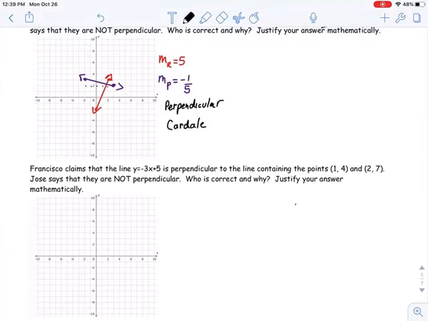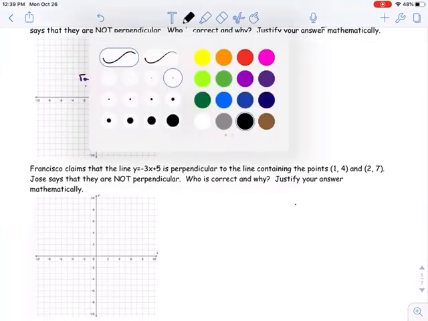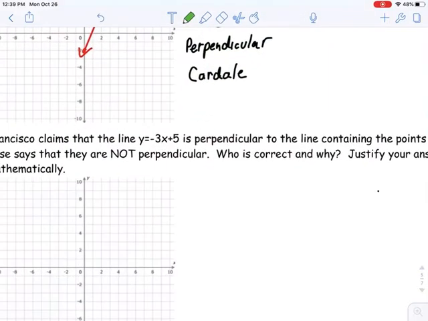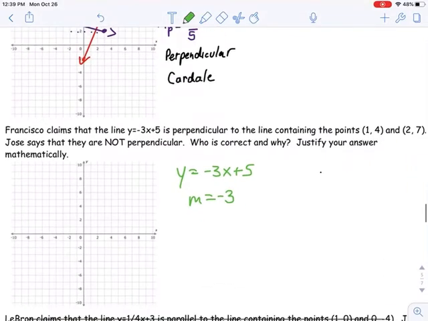So Francisco claims that the line y equals -3x plus 5 is perpendicular to the line containing the points (1, 4) and (2, 7). Jose says they are not perpendicular. Who's correct and why? Justify your answer mathematically. So let's look at this. Using y equals -3x plus 5, I automatically know that the slope is -3 because it's in slope-intercept form.